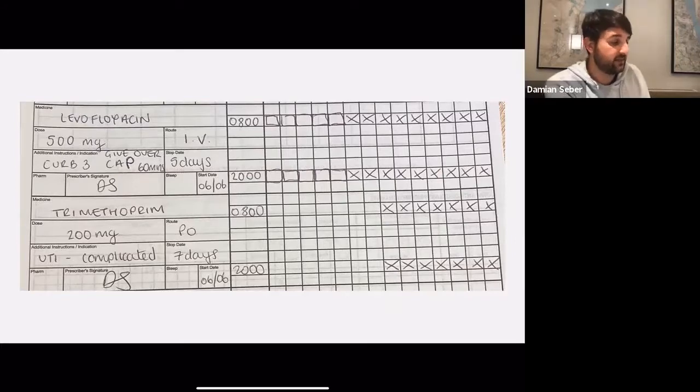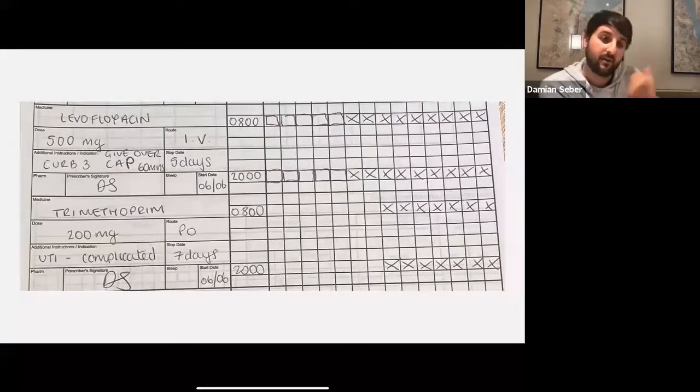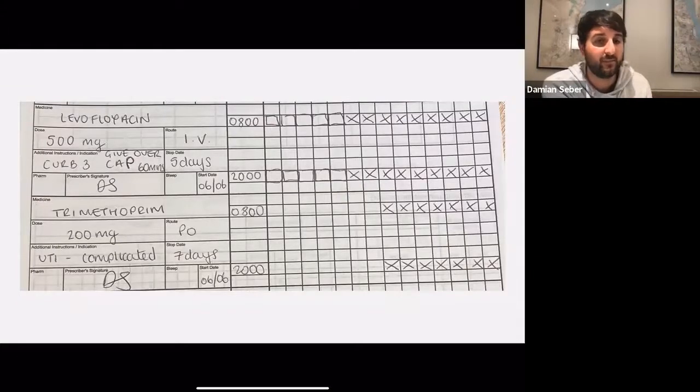It's given BD, so I've put 8 a.m. and 8 p.m. because that's 12 hours apart. Acronyms are okay. Like I've written CAP. You can write UTI. You can write PE for pulmonary embolism, as in the previous ones. As long as it's a familiar acronym and it's not ambiguous, then it's fine. If you are worried, just write it out, but you don't need to.